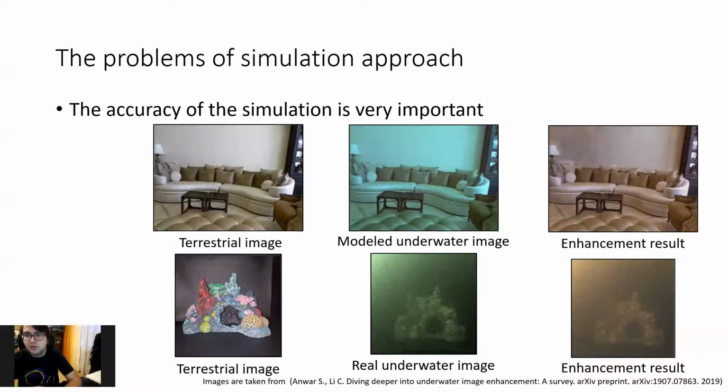On this slide, you can see the results of an image enhancement algorithm based on a convolutional neural network that was trained on the simulated images. In the first row, we can see that the algorithm succeeded in enhancing the simulated underwater image, but failed on a real underwater image taken in very turbid waters, shown in the second row.